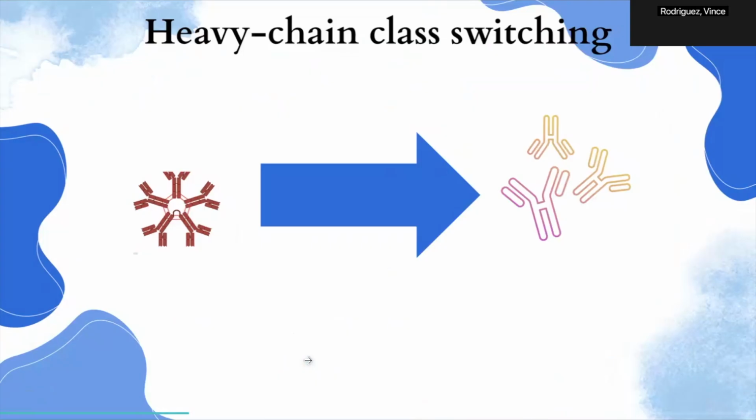Heavy chain isotype class switching. This is when the B cells alter their constant region from an IgM antibody in order to form other antibodies like IgG, IgA, and IgE. It requires CD40 on the B cell and cytokines from T helper cells. This gives specific antibodies to specific pathogens.